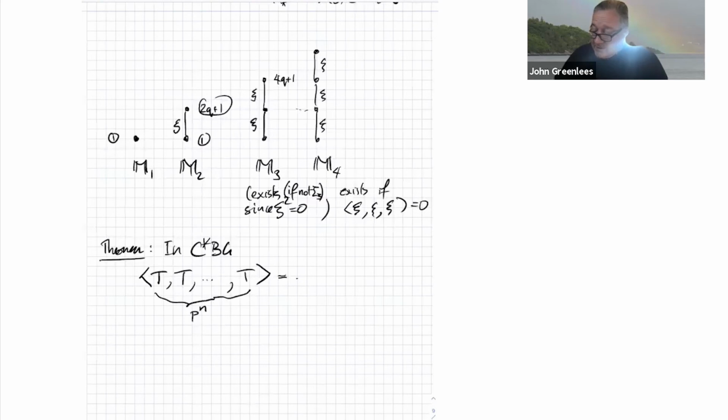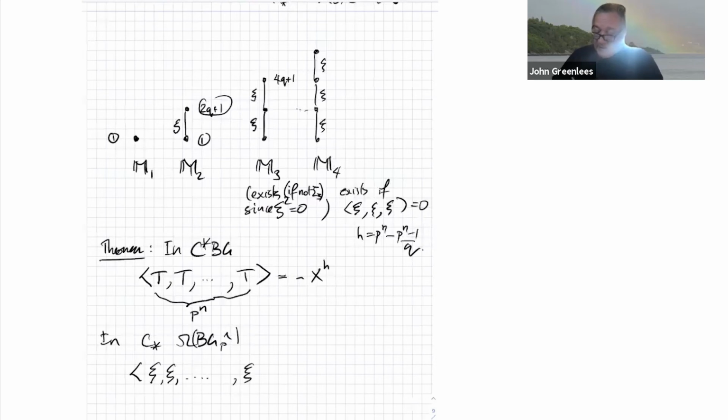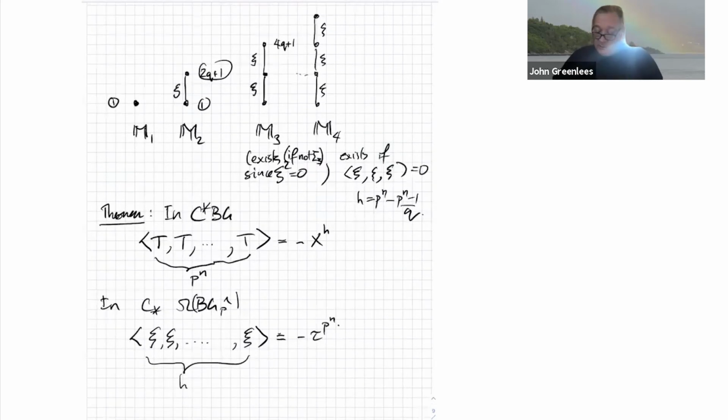And the answer is the hth power of x. So I've introduced p to the n, the p dividing the order of the group, and h was this thing, p to the n minus p to the n minus 1 over q. And then in chains on loops on BG, be completed, we have psi, and this time we have the hth power, and that is minus Tor to the p to the n.